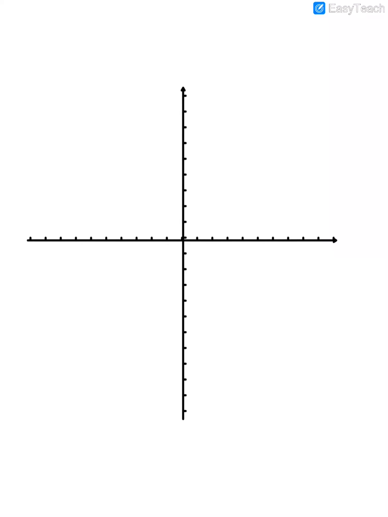In the Cartesian Coordinate System, we have a vertical and a horizontal number line. The horizontal number line, this number line right here, is the x-axis. This number line, the vertical number line, is the y-axis. The point where the two number lines meet, here in the middle, is the origin.